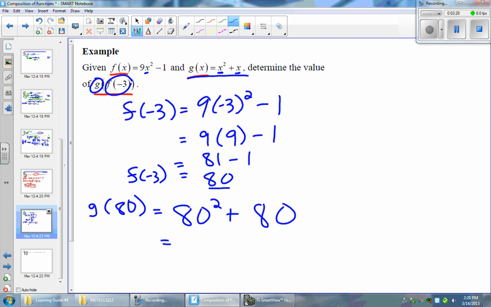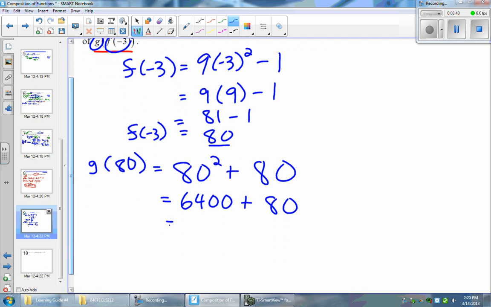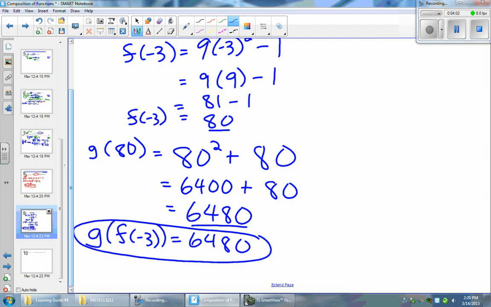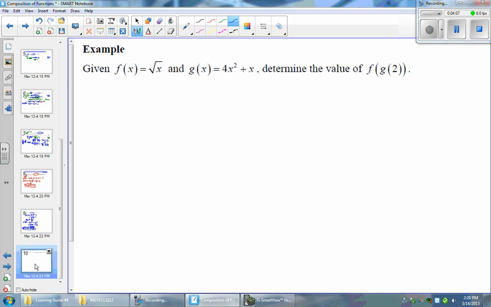Okay, so 80 squared is going to give me 6,400, okay, plus 80. And once we add these two values together, we're going to get a value of 6,480. And that's going to be my final answer. So if I'm going to summarize all of this, g of f of -3 is equal to 6,480. And I'm going to circle that for you. Okay, so as much as you can, try to conclude it just like that. We're going to take a look at one more example here.